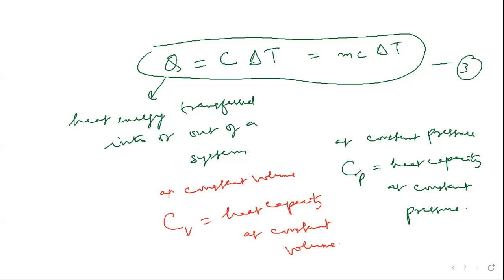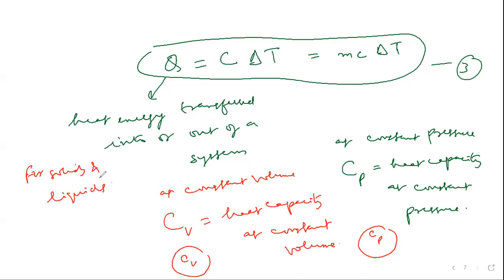Now, when you talk of capital Cp, you are talking of heat capacity at constant pressure. If you write small cp, then you are specifying the mass as 1 kg or 1 gram. That means you are taking unit mass, then it is specific heat capacity at constant pressure. Similarly, you can talk of small cv as specific heat capacity at constant volume, right? Now, for solids and liquids, the difference between Cp and Cv amounts to a few percent or less and can be ignored except in the most precise experiments. But for gases, the difference between Cp and Cv is significant.